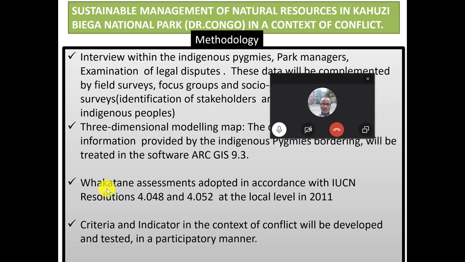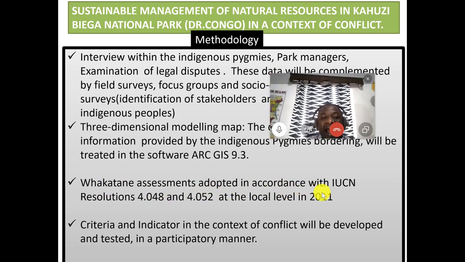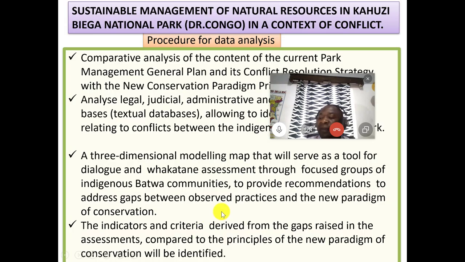9.3. The Wakatana assessment adopted in accordance with IUCN resolutions 4048 and 4052 at the local level in 2011. The criteria and indicators in the context of conflict will be developed and tested in a participatory manner.